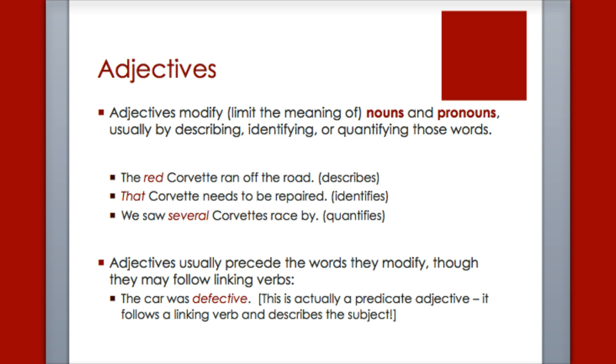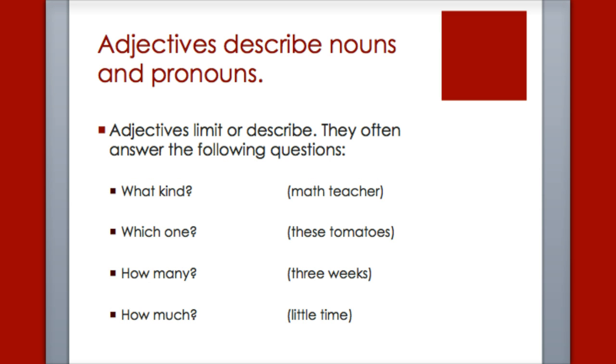Adjectives usually come before the word they modify, but they may follow linking verbs. If they do, this is called a predicate adjective, similar to the predicate nominatives that we've talked about, except that it is an adjective. So when the car was defective, defective describes the car, and it's after a linking verb. It's going to be helpful for you to memorize the kinds of questions that adjectives answer, and you'll see them here in front of you. If you can just review them: what kind, which one, how many, or how much.